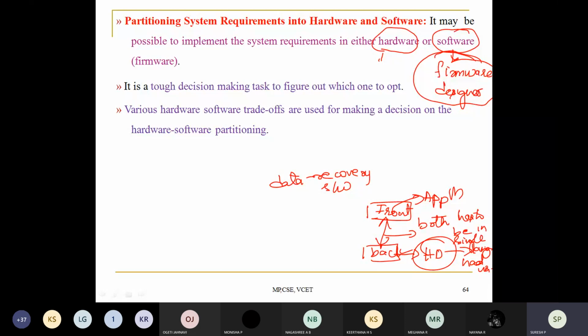If you want higher knowledge, you can go and read about it. That is called JNI, which stands for Java Native Interface. You can go and check JNI and take it as an assignment. That's how it is going to happen, so that trade-off has to be taken for decision making on the hardware-software partitioning.